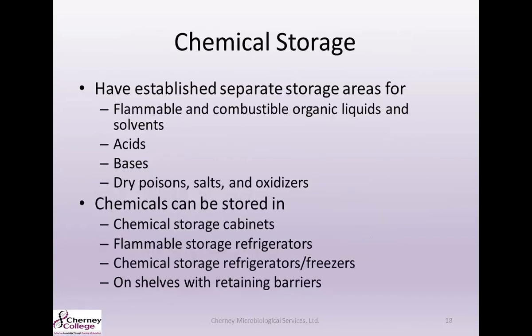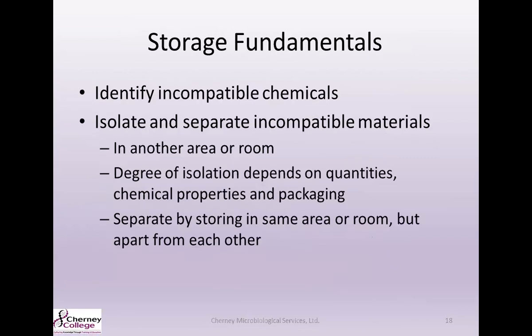Going over chemical storage, you're going to want to make sure that different chemicals are stored properly. For example, don't store acids next to bases. Make sure chemicals are properly stored in cabinets, refrigerators, freezers, according to the SDS and chemical label storage requirements. Make sure you take the time to identify incompatible chemicals, either store them in separate rooms or far away from each other. How far you have to separate them depends on the quantities and the chemical properties.